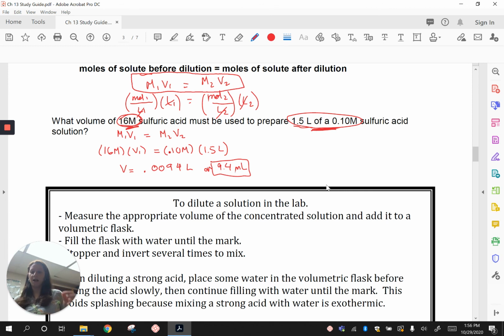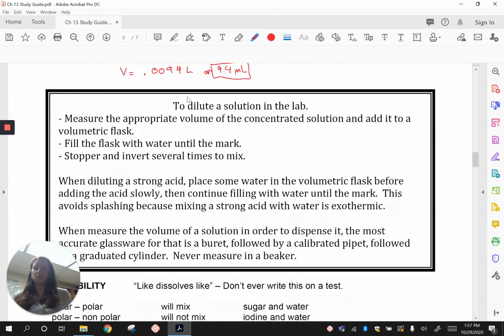And so you measure out 9.4 milliliters of the 16 molar. You add it to your volumetric flask, and then you add water until the mark, and then invert it so that it all mixes. Why don't you need to add water halfway and swirl? Because it's already dissolved. It's already a solution, so you don't need to do that. So let's read the directions together for diluting. So you measure the appropriate volume of the concentrated solution, add it to the volumetric flask, then you fill the flask with water until the mark, you stopper it and invert several times to mix.